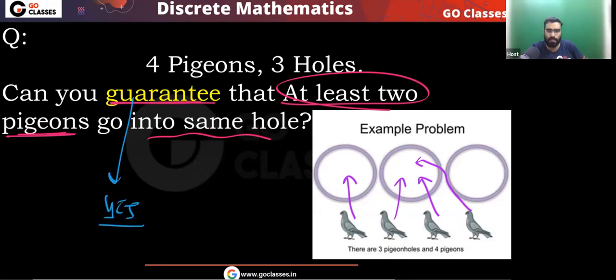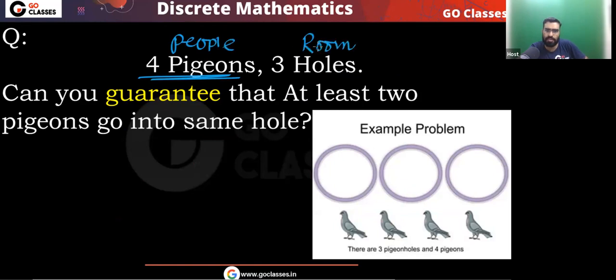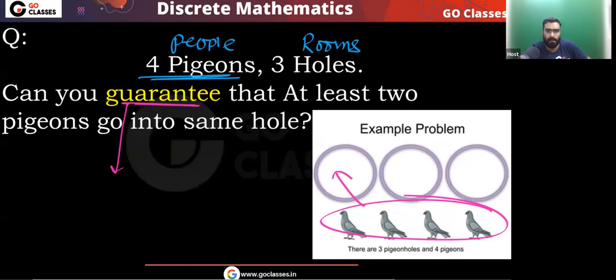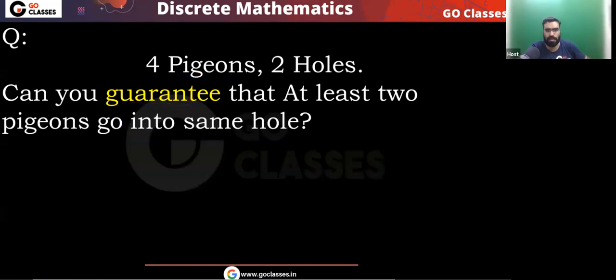Very simple. I hope this point is clear. So can you guarantee? Because you have more people. You have four friends and there are 3 rooms. So in this situation, I can guarantee at least 2 people will share a room. Maybe all of them will share a room, maybe 3 will go here, but the point is at least 2 will definitely go to the same room. So this is the point.